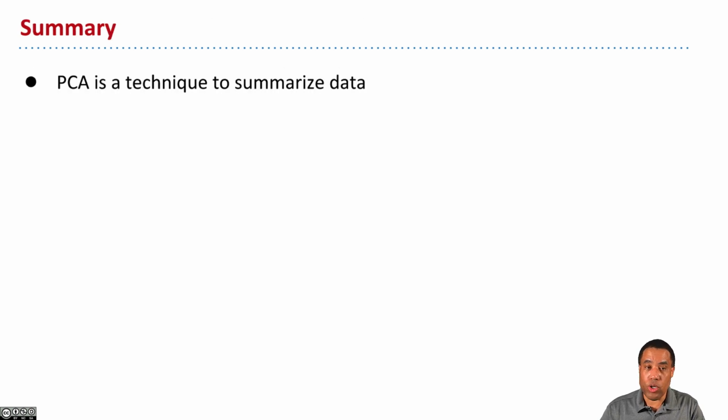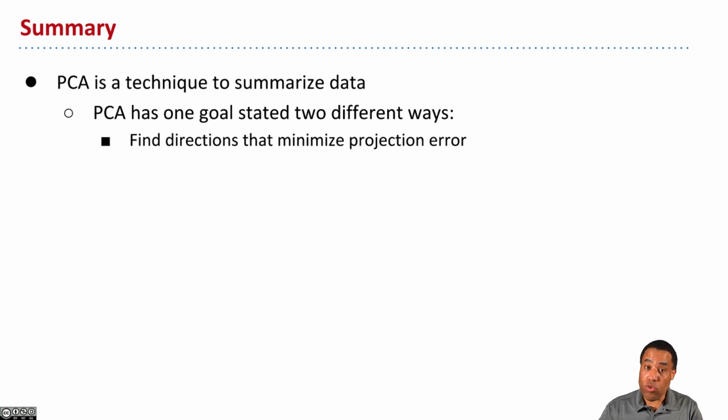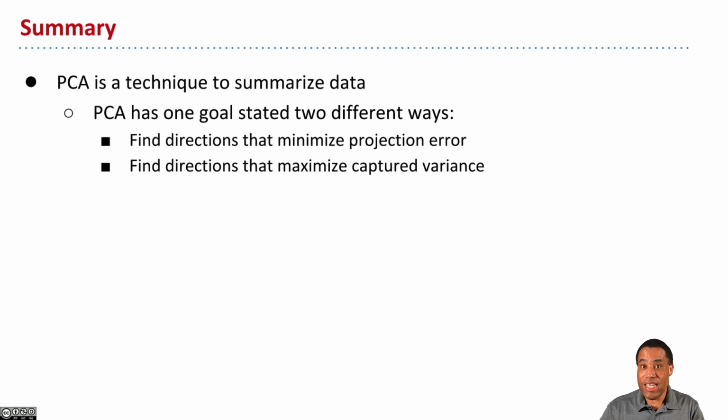Okay, so in summary, principal components analysis is a technique that we can use to summarize the data, to reduce the dimensionality of the data. And there's one goal for PCA that we can state two different ways. We want to find directions that minimize the projection error, or we want to find directions that maximize the captured variance of our input data set.